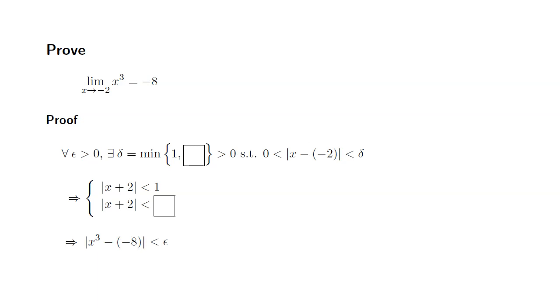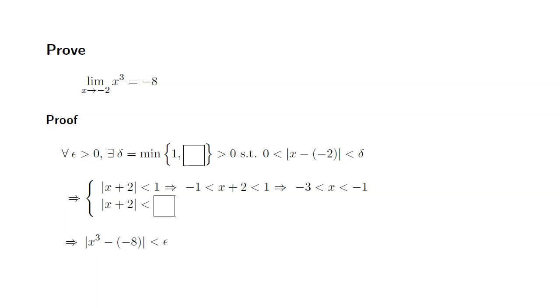All right, since the absolute value is less than 1, we know that x plus 2 is strictly between -1 and +1. By subtracting 2 from all three, we know that x is going to be strictly between -3 and -1. All right, then let's work with the conclusion here.